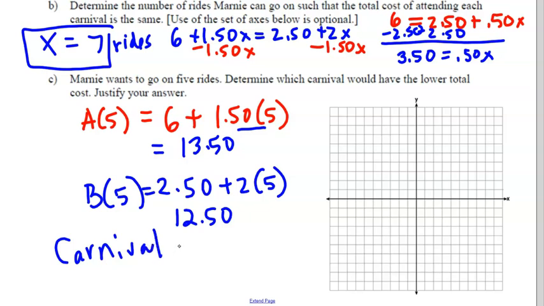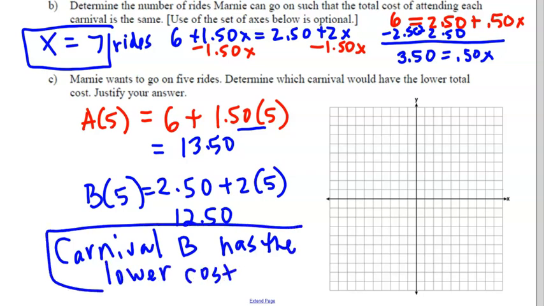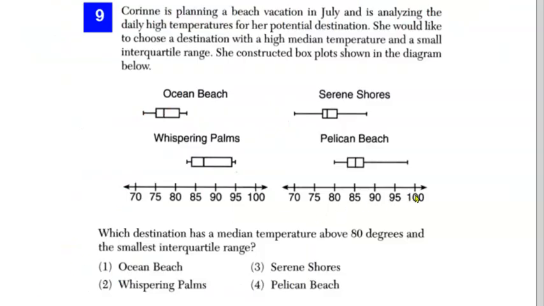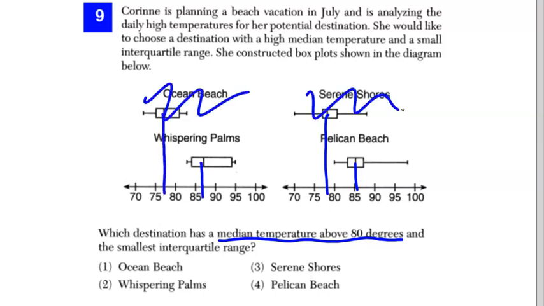So Carnival B is the lower cost. And you have to answer the question, right? You have to say Carnival B has the lower cost. So there's my answer. And then it asks you to justify, and this math is justification. Last question asks you which destination has a median temperature above 80 degrees. So when I look at all these median lines, it looks like this is out and this is out. Then it says which one has the smallest interquartile range, which is the entire box, and that means Pelican Beach is the winner. And that concludes Regents Review 15.